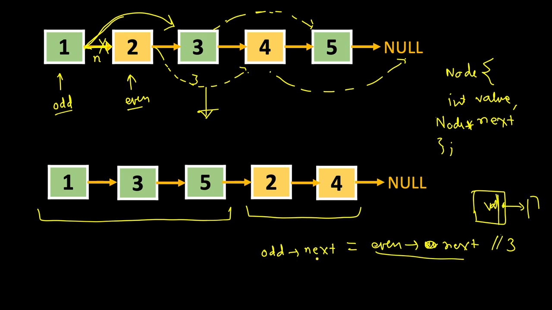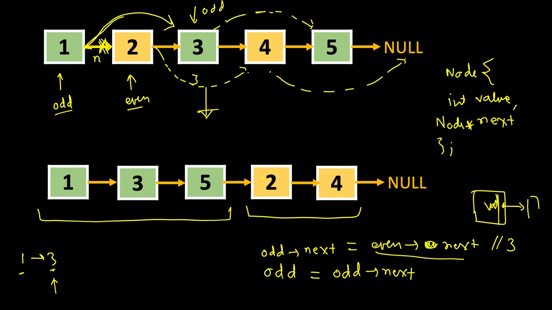So make odd next. Odd is 1. So 1's next will now become 3. So it will be 1, 3. And we have not changed any other pointer after this statement. So this arrow is introduced and this arrow is gone. Now we also change our odd pointer: odd equals odd next. So odd next is 3. This was the odd initially, and its next we have made 3. Now we move odd here. So now odd is here, and this connection is done.